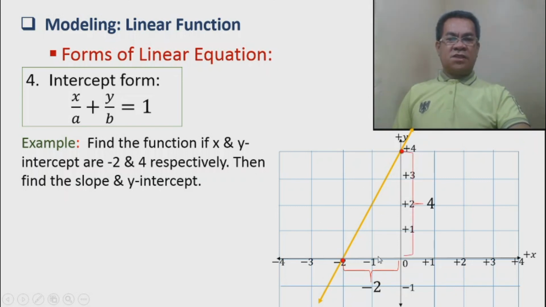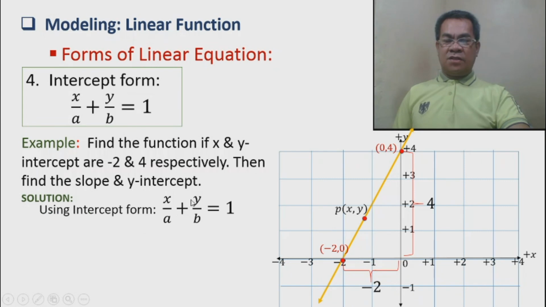So this is 2 and 4. All you need to do is remember the coordinate here is negative 2 and 0, and this is 4, 0. At any point, it is actually x and y. Now for your solution, because the question is the function, all you need to do is substitute here, negative 2 and 4. That's it. Then remove the denominator.